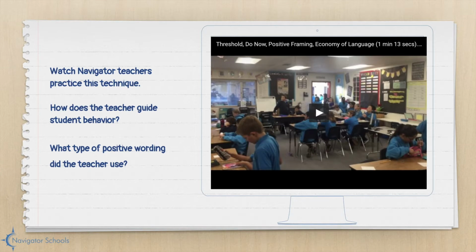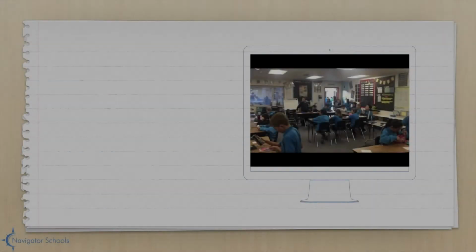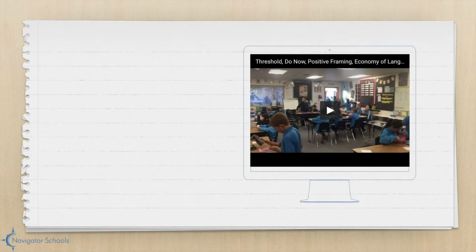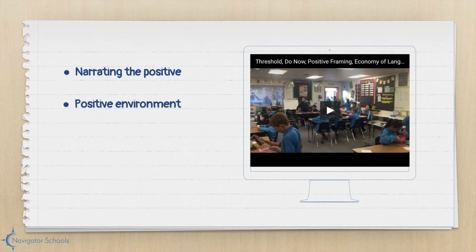Please pause this video to reflect on the questions, either aloud with a group or silently by yourself. The teacher guides student behavior by narrating the positive. She doesn't scold students who aren't starting on the do now. She thanks students who are. This keeps the environment positive while still reinforcing the desired expectation. Instead of saying, "Mario, get started," she frames it, "Almost everyone in table 2 is working." This again reinforces the expectation and behavior she wants to see.